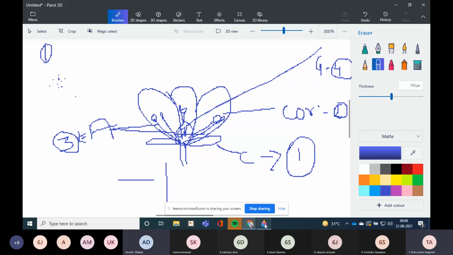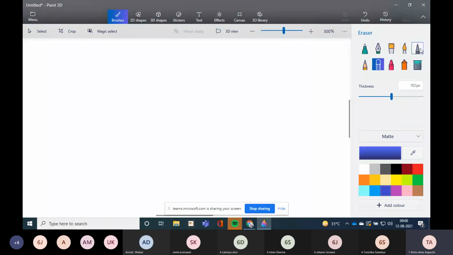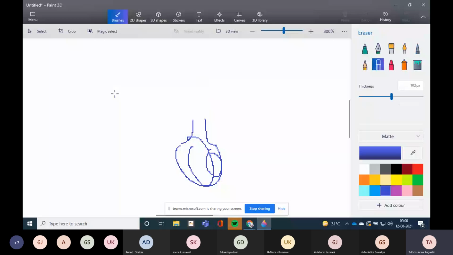Okay. So I'll show you another diagram about the ovary. This is the ovary, this is the style, and this is the stigma. Ovary has ovules inside it. Okay. Oh, this is such a bad diagram. I'll draw it again.